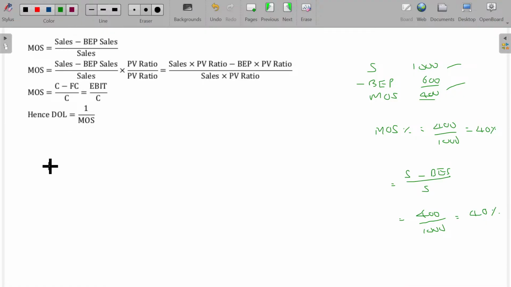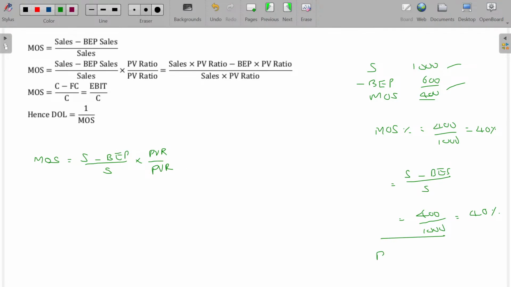Here, margin of safety is equal to sales minus BEP by sales. I am multiplying it on both sides with the PVR, profit volume ratio.